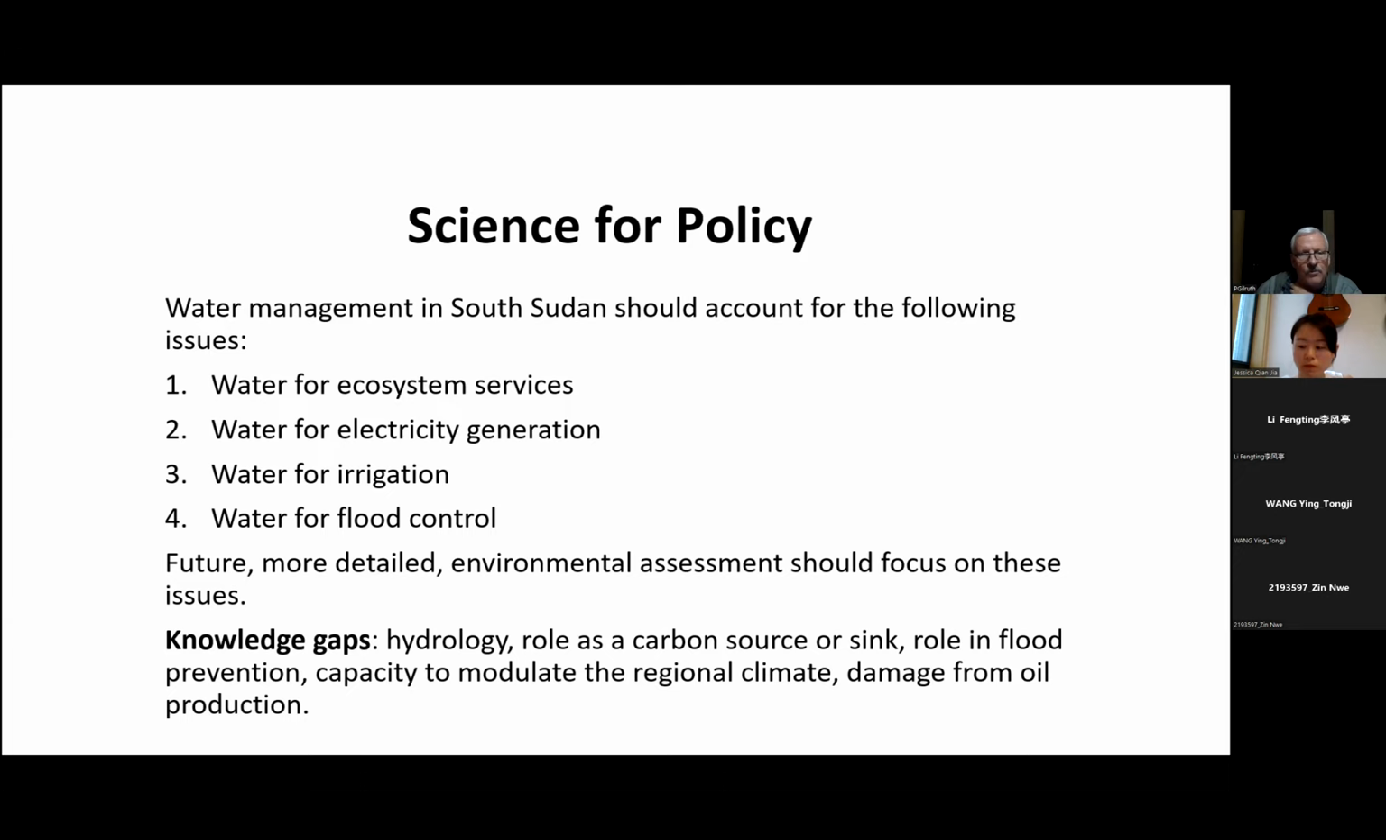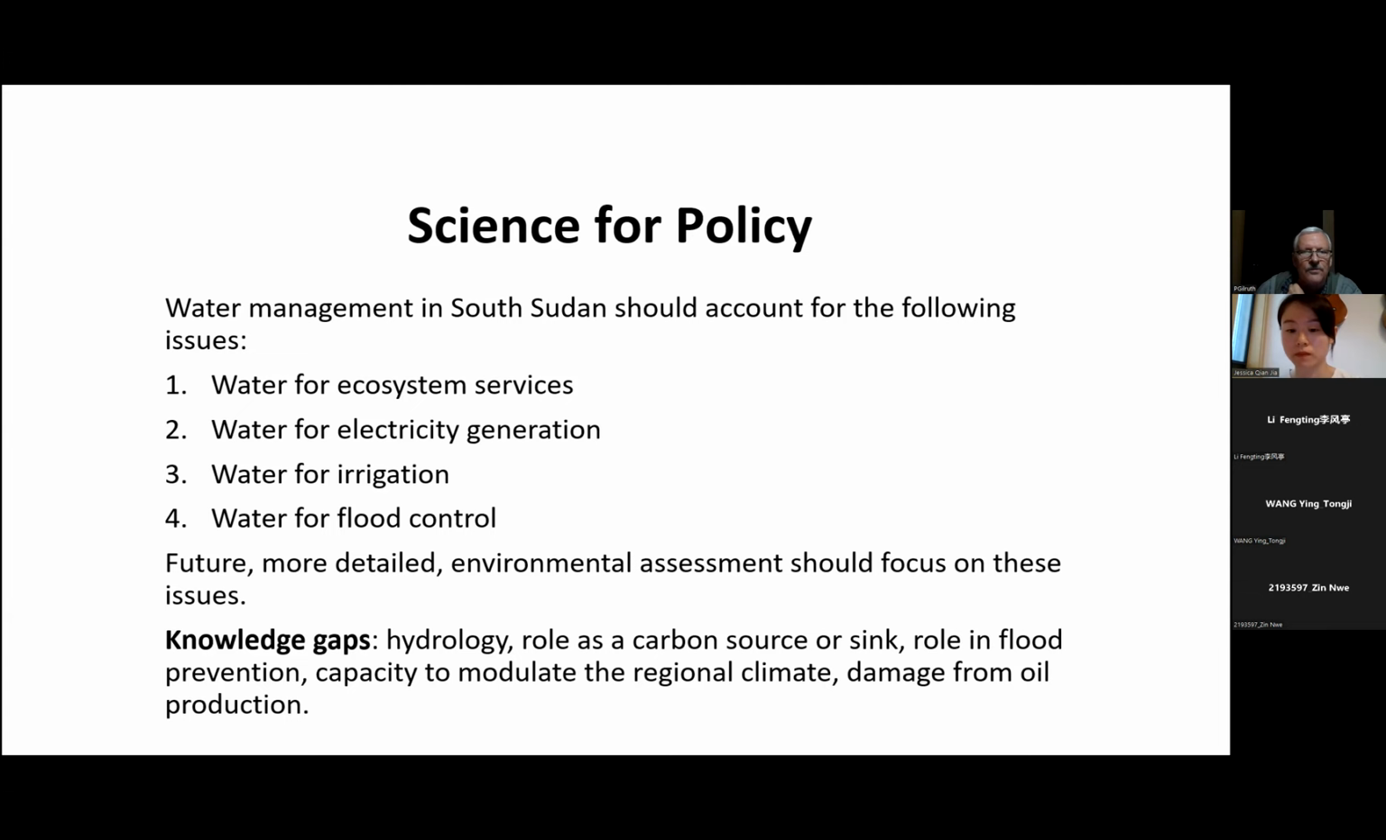Knowledge gaps related to these management needs relate to hydrology, role as carbon sink or source, role in flood prevention, and its capacity to modulate the regional climate. I didn't talk about oil production, but it's a key issue for the area. We can talk about that in the discussion.